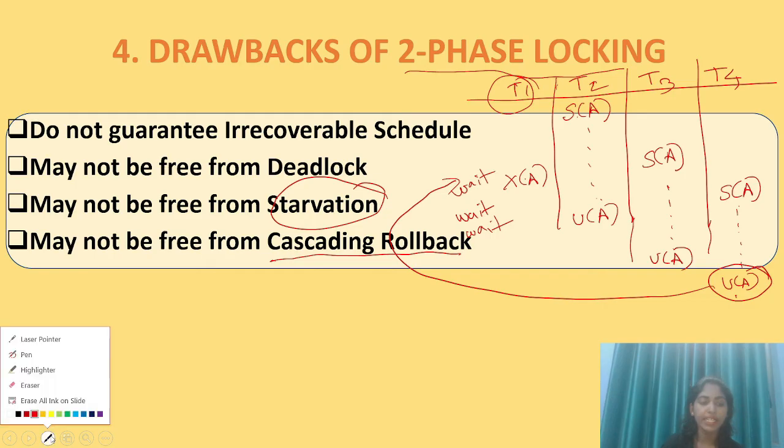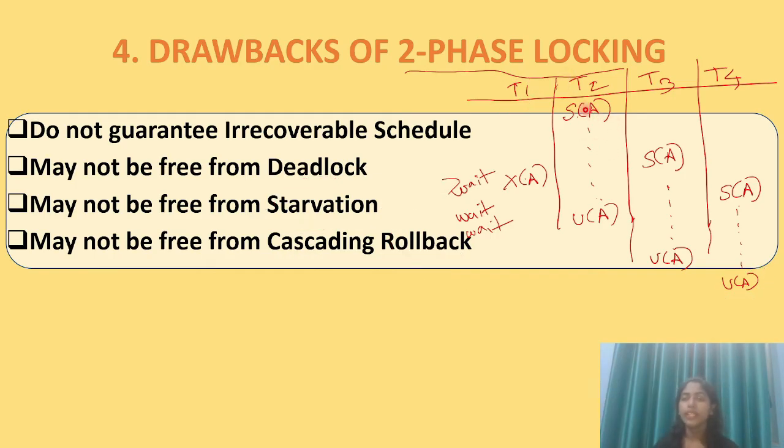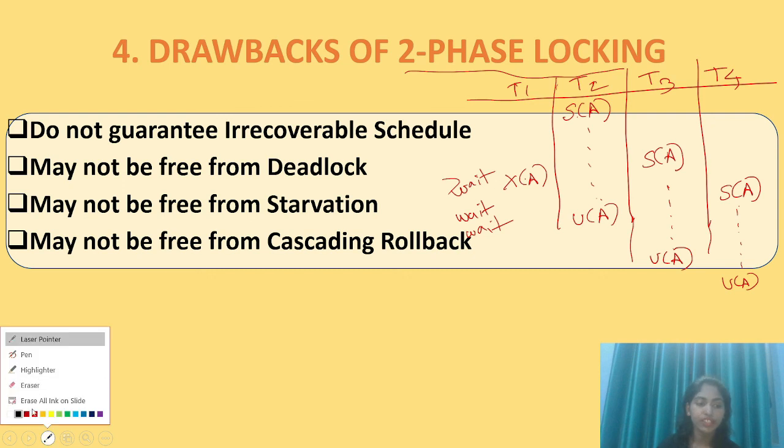Now what is the meaning of cascading rollback? T2 has the shared lock on A and unlocks it over here. Before it unlocks, T3 wants the shared lock on A, so the shared lock on A is given to T3. Before T3 unlocks it, T4 takes the shared lock on A. A shared lock on A for T4 is also given. So what happens? Suppose T2, before unlocking, crashes somewhere in between.